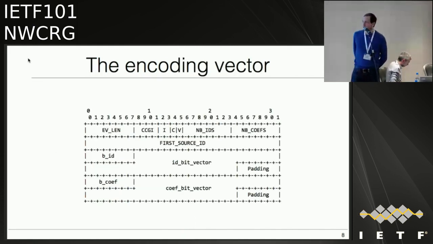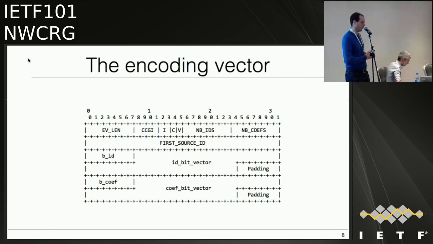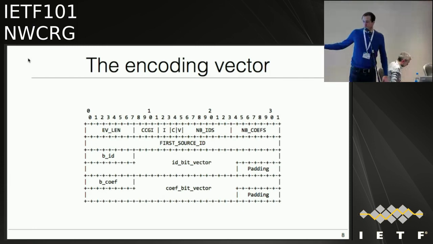Okay, so we propose this encoding vector. This could actually be the first building block. This is the most important because it defines how we code the data. Each coded packet contains an encoding vector. We wanted to create a generic encoding vector. That's why by using this format, you could store the source ID you include in the coded packet. You could store the coefficients, but if you want, you don't have to put the coefficients. In the next slide, I will give an example.